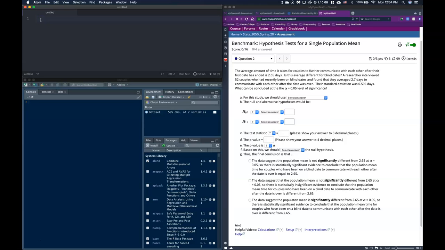So remember that if we know sigma, the equation that we're going to be using is this guy, where z equals x bar minus mu sub zero, or our hypothesized mean, divided by sigma divided by the square root of n. And if we don't know sigma, this is what we're going to be using. And let's go ahead and just get those to the same spot.